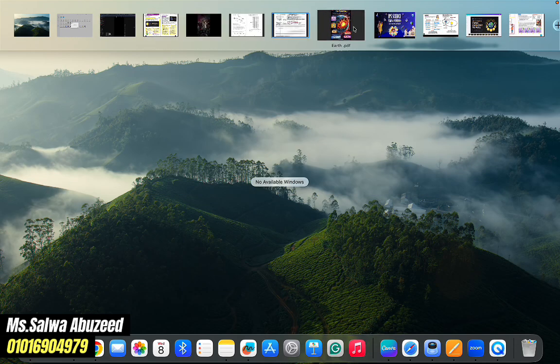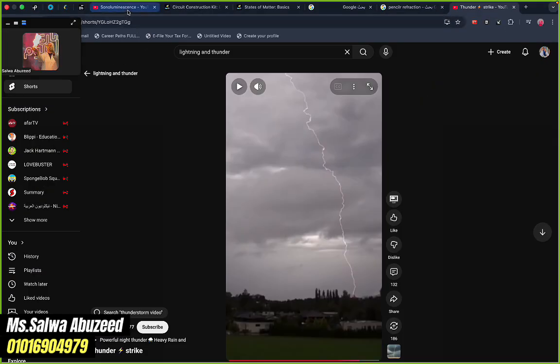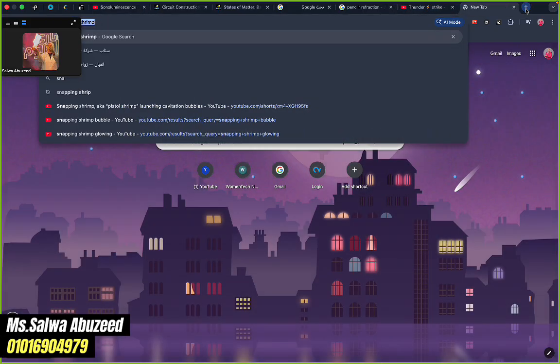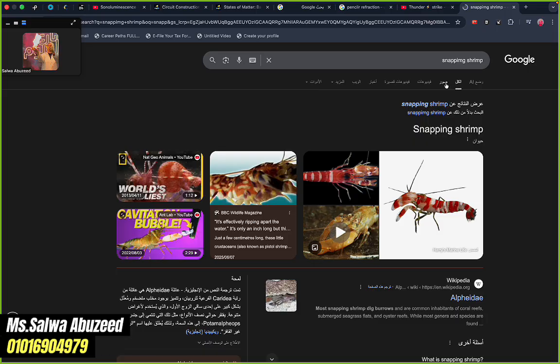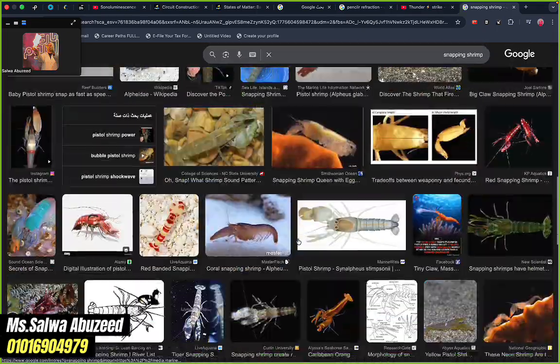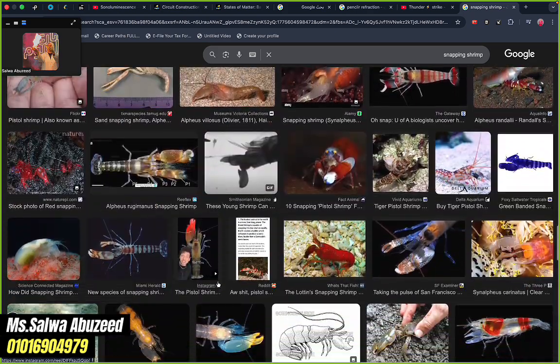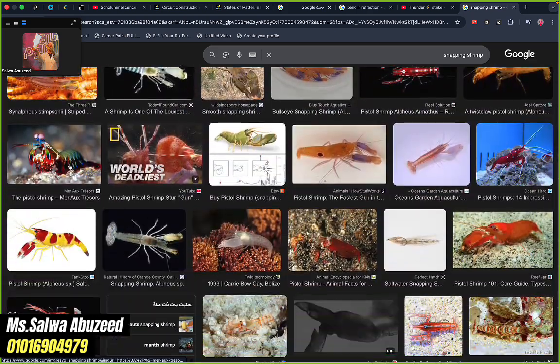This is how it looks. This is sonoluminescence. It makes this blue bubble. And what does the shrimp look like? This is the shrimp, the snapping shrimp. Not this one. The sonoluminescence one is this shrimp. Yeah, this cutie one.